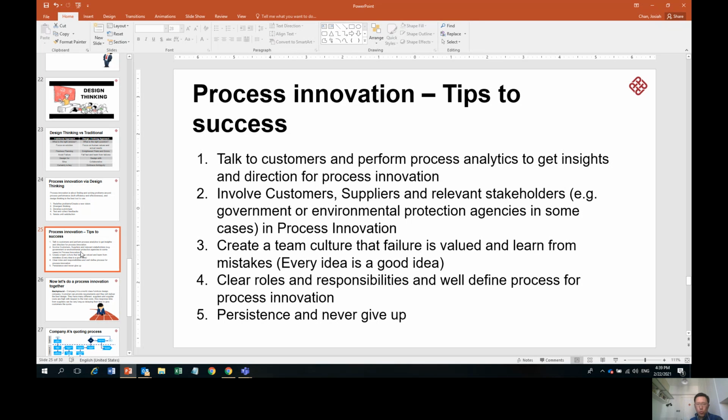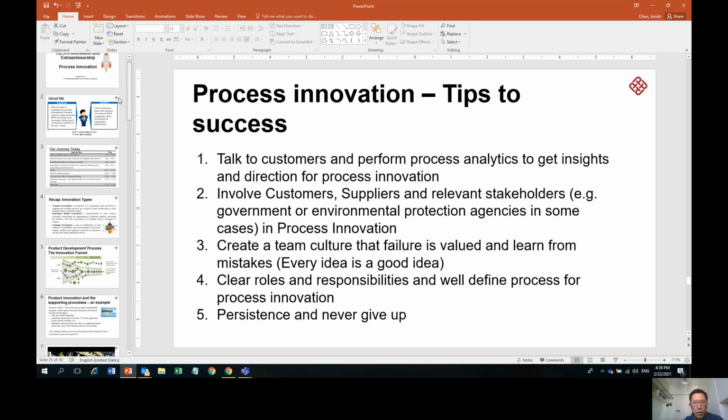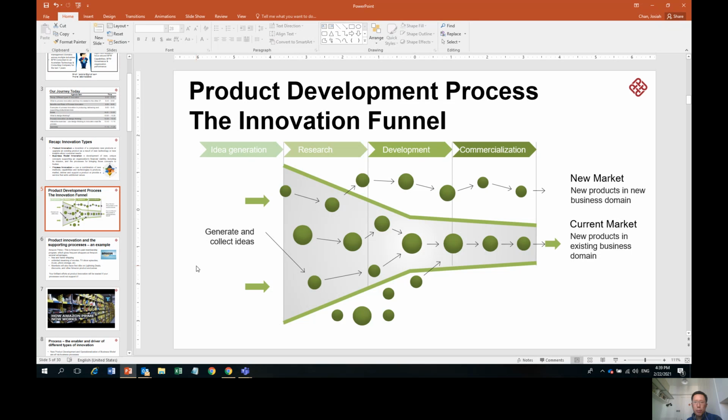And then you need to have clear roles and responsibilities and a well-defined process for innovation. Don't think that because it's innovation, you don't need a structured approach. This is the same as the innovation funnel that we discussed before. You need a structured approach to manage the ideas, to develop the ideas, and for everyone to collaborate on developing the ideas.